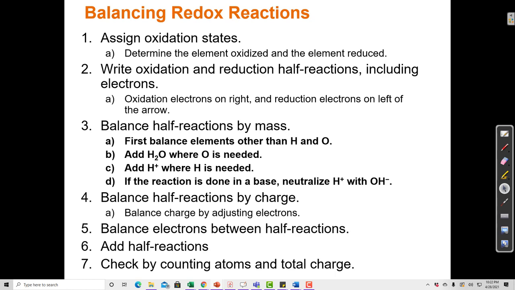Once you have determined which elements have been oxidized and reduced, you separate them and you write the oxidation half reaction and you write the reduction half reaction, including how many electrons are necessary in order to move the atom from its current oxidation state to its next oxidation state. For example, if you're going from +1 to -1, that's going to take 2 electrons, one to get you down to 0 and another one to get you to -1.